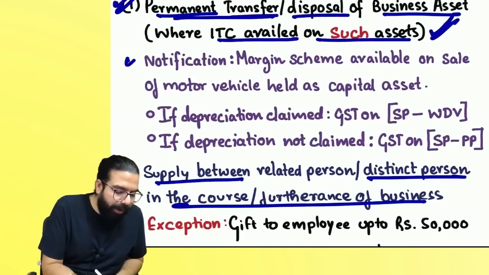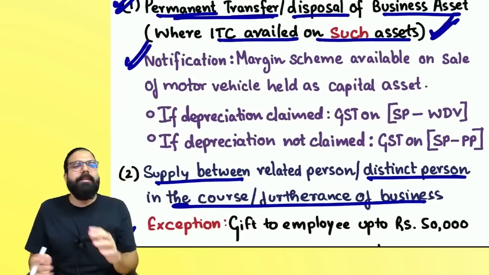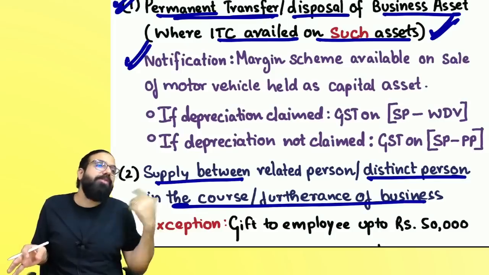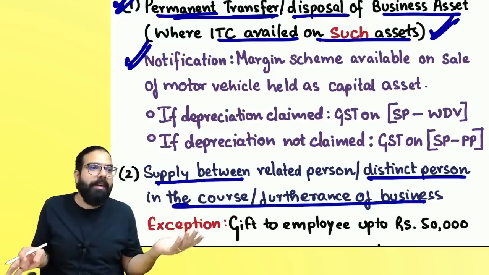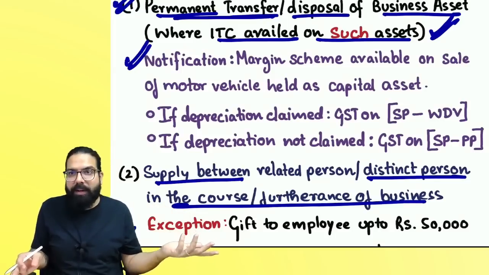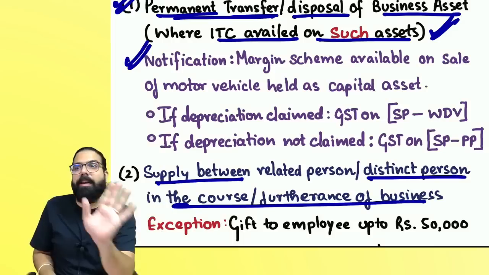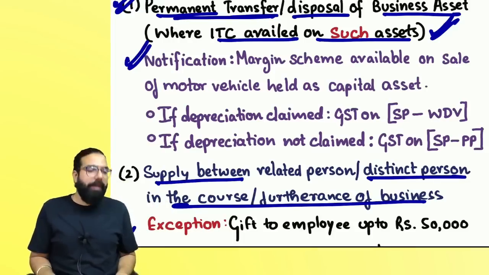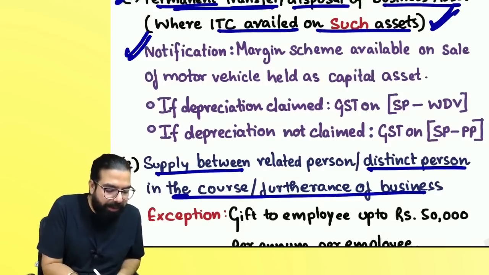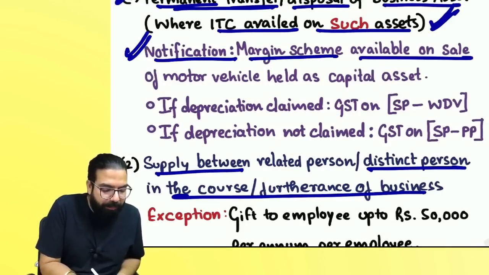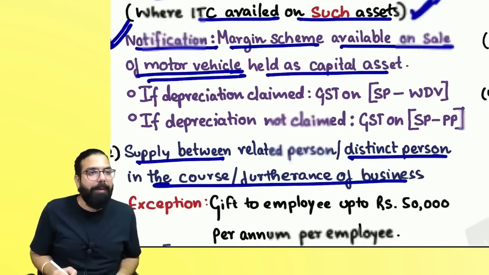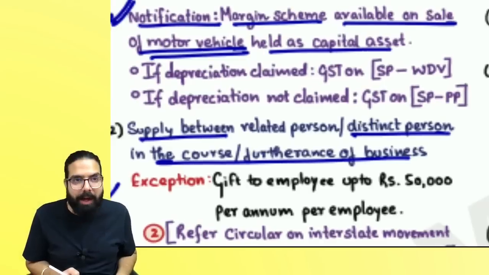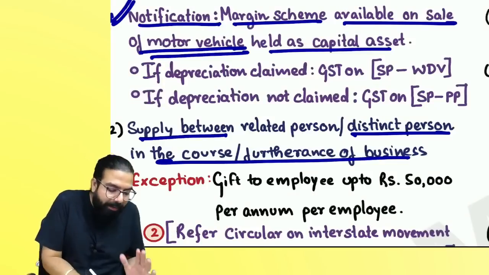The next one over here is one notification which goes ahead and says, sir, if you buy a car, you don't get credit. When you sell the car for a consideration, you will not pay GST the usual way. Generally, you always pay GST on sale value for every item, but only in case of motor vehicle, which is basically a car, government went ahead and told marginal scheme will be available on sale of motor vehicle held as capital asset. So if in your business you are holding a capital asset, which is basically a car, and you go ahead and sell that car, marginal scheme will be available.